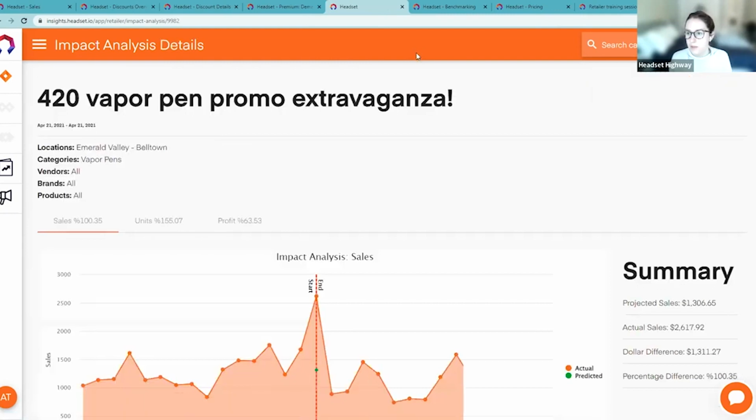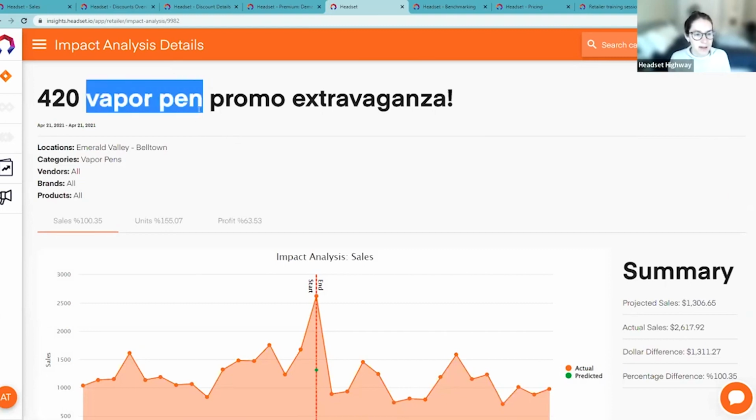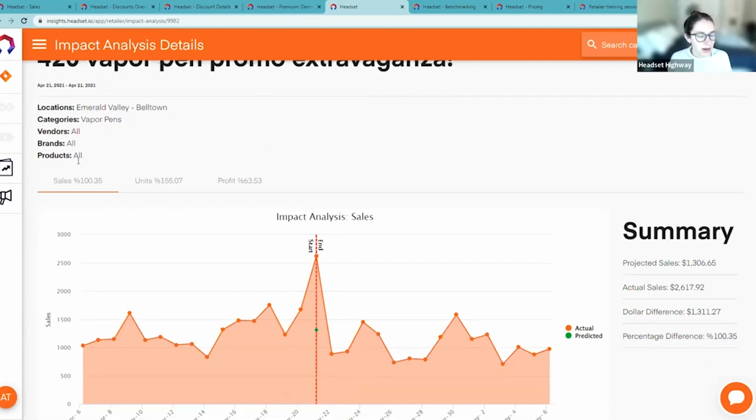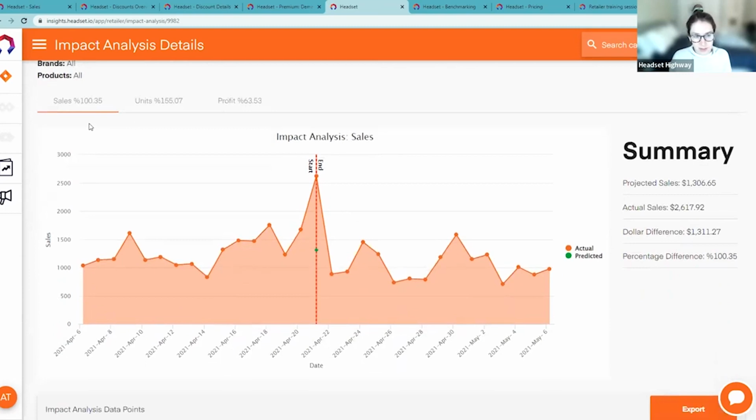Now, because I was prepared and I did this earlier, I did choose vapor pens because I noticed that it did have a large amount of sales during my 4/20 promo. So I wanted to evaluate how that actually did. So as I scroll down here, I can see the sales information. We can also analyze this by units as well as profit. So if I look at the impact analysis here, I see a lot of orange stuff going on. So the orange is going to be what I actually did within the week prior to the week after.